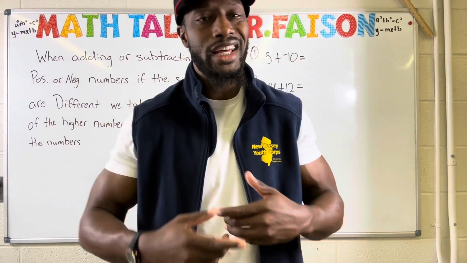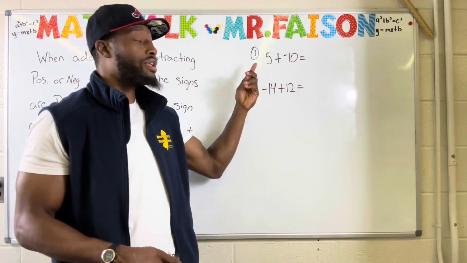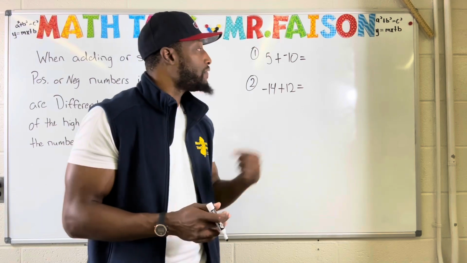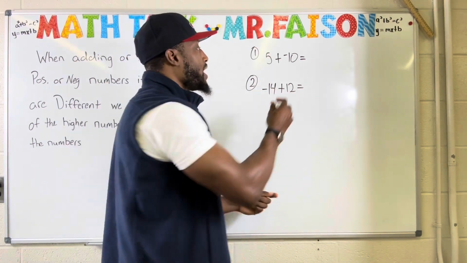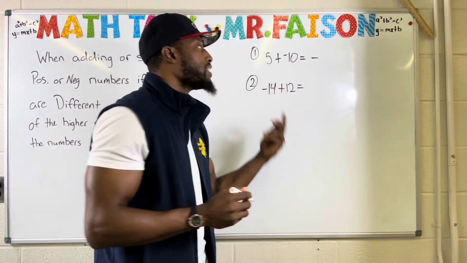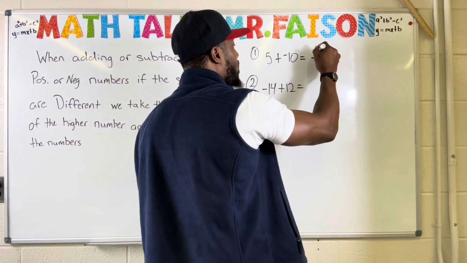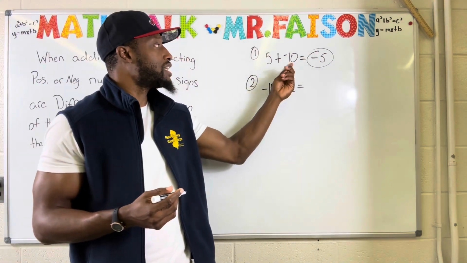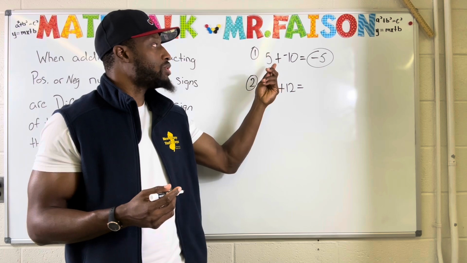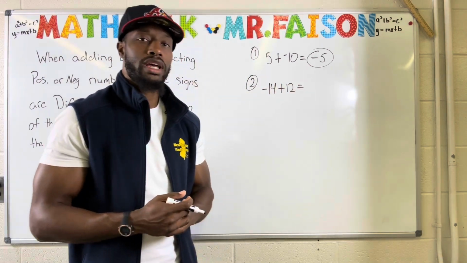All right, how does that look when we put it into action? Let's check out these two problems right here. Look, number 1, 5 plus negative 10. If I look, 10 is the bigger number and it's negative. So I know my answer is going to be negative. And I have to just subtract. 10 minus 5 is 5. So negative 5 will be my answer. Also, you can look at it like this. If somebody owes me $10 and they give me back only $5, how much do they owe me? They'll still be in debt $5.